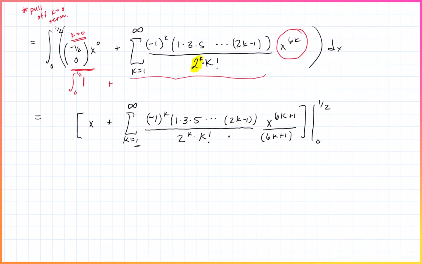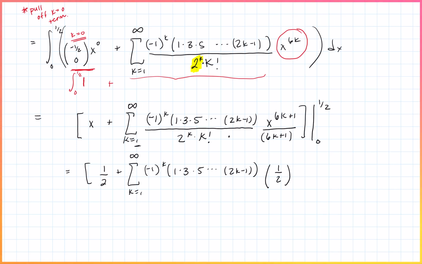So this, again, remember, is representing an infinite polynomial in here. We're going to evaluate it from 0 to 1 half. Apply the fundamental theorem. So we're going to plug that in. We're going to get 1 half plus the series from k equals 1 to infinity, negative 1 to the k times that pattern, 1 times 3 times 5. Almost a factorial, but it is not, because the factors are going up by 2's, the odd numbers. We're going to plug in 1/2.